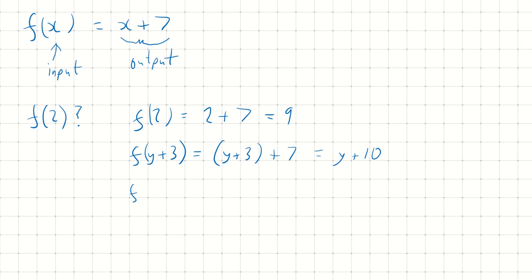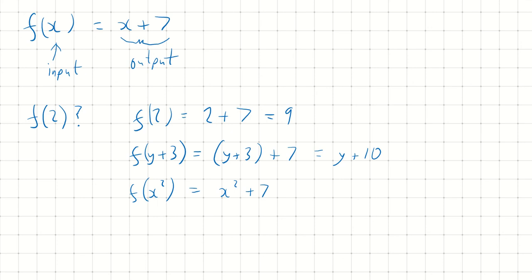One more example, f(x squared). Well, that's simple. Rather than x, we now have x squared. So in our original function, we're just going to replace all the x's with x squared. f(x squared) is x squared plus 7. And we can't simplify that anymore. And that's basically the simple concept of functions.